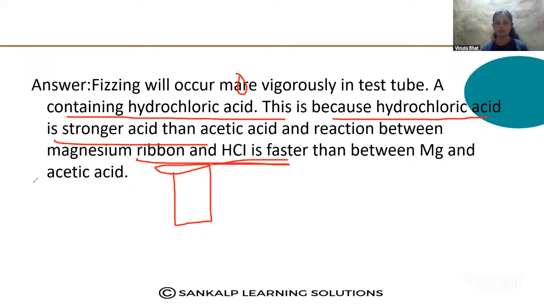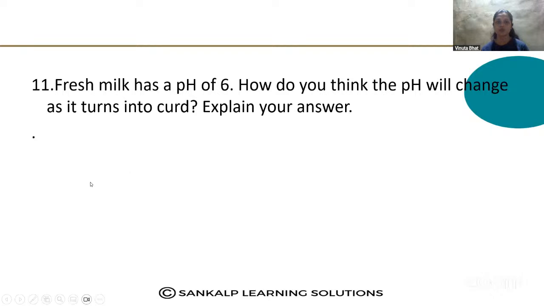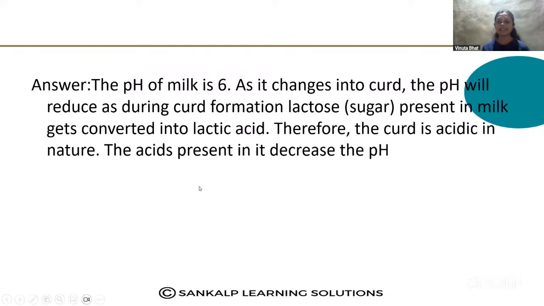Okay, next one. Fresh milk has the pH of 6. How do you think the pH will change as it turns into curd? You know that milk converts into curd. So the fresh milk pH is 6. How will the pH change when it changes into curd? Here, the pH of milk is 6. As it changes into curd, the pH will reduce during the curd formation.